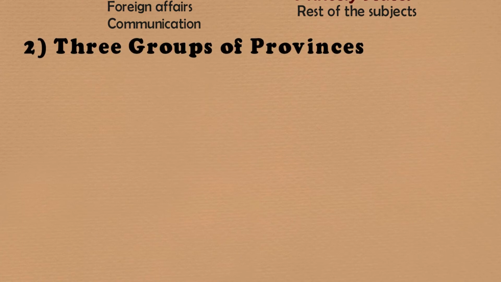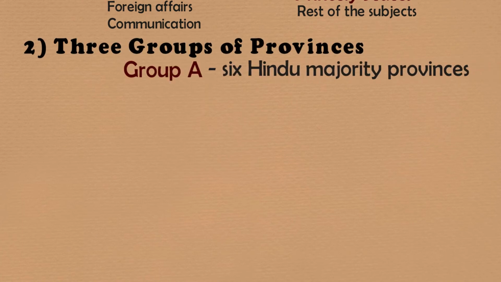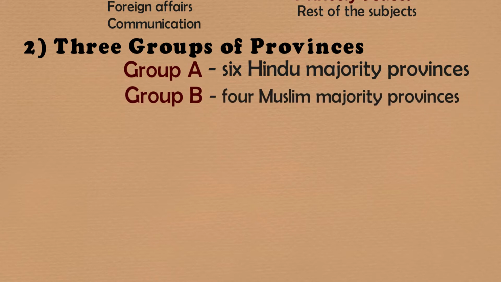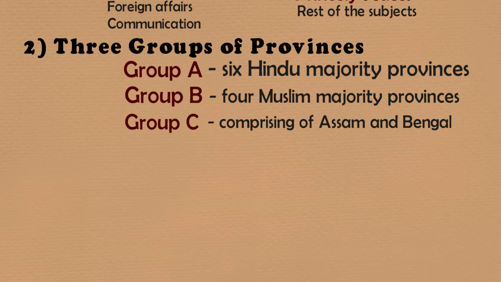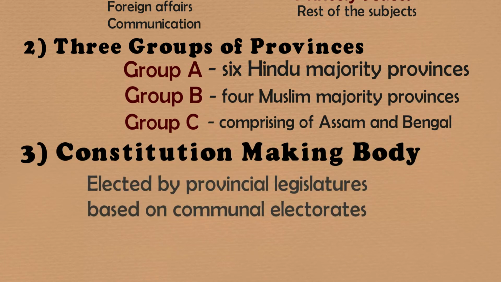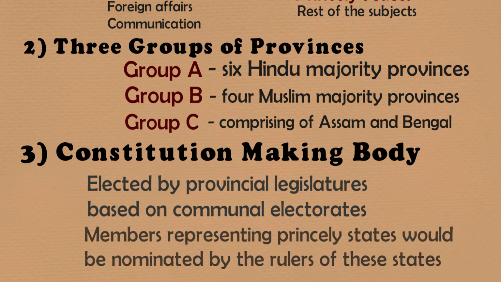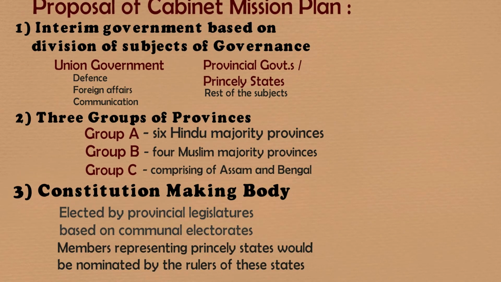The provinces were to be divided into 3 groups. Group A with 6 Hindu majority provinces, Group B with 4 Muslim majority provinces, and Group C consisting of Assam and Bengal. It proposed a constitution-making body elected by provincial legislatures based on communal electorates. Members representing princely states would be nominated by the rulers of these states.